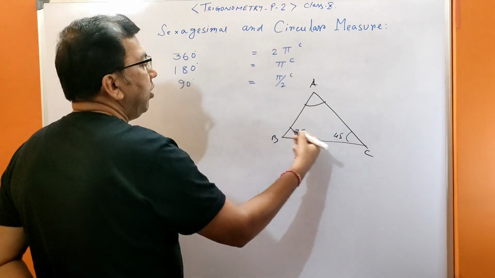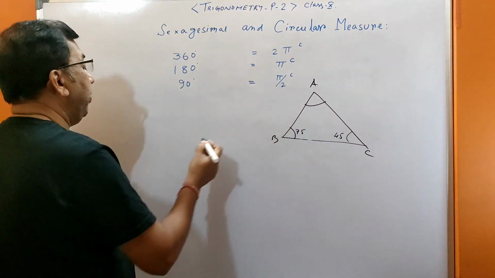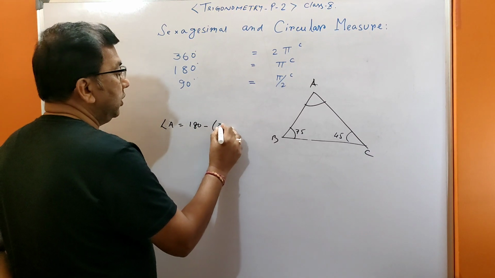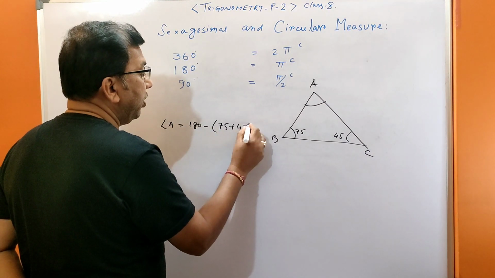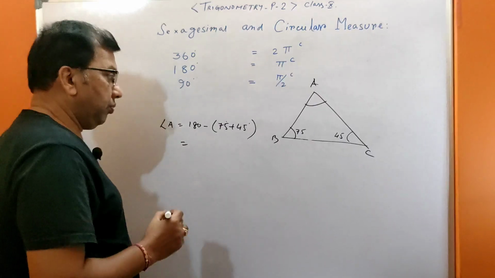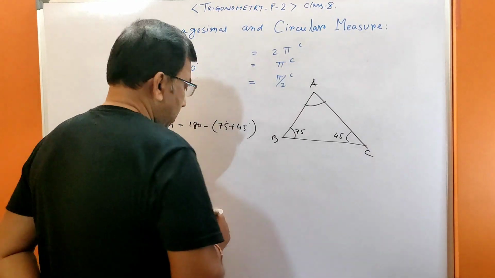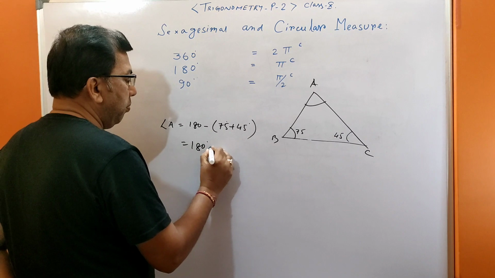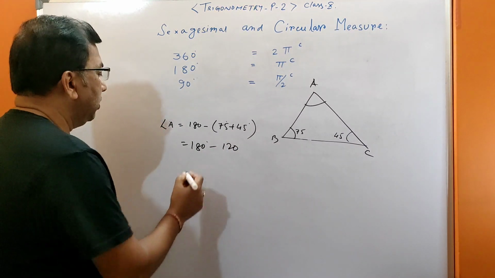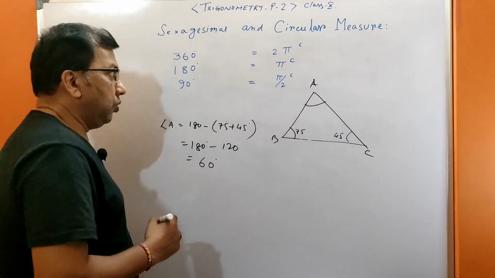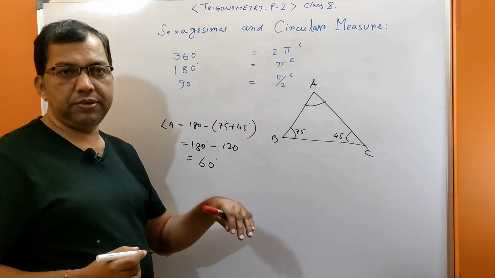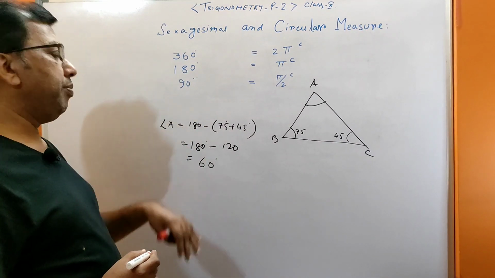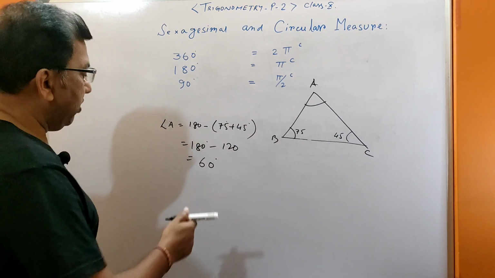How do you know? The sum of the three angles is 180 degrees. So what is the value of A? Angle A equals 180 minus (75 plus 45). What will this be? 75 plus 45 is 120, so that is 180 minus 120, which is 60 degrees. So in sexagesimal measure we have already got 60 degrees. But you have to find out the value in circular measure, that is, in radian.